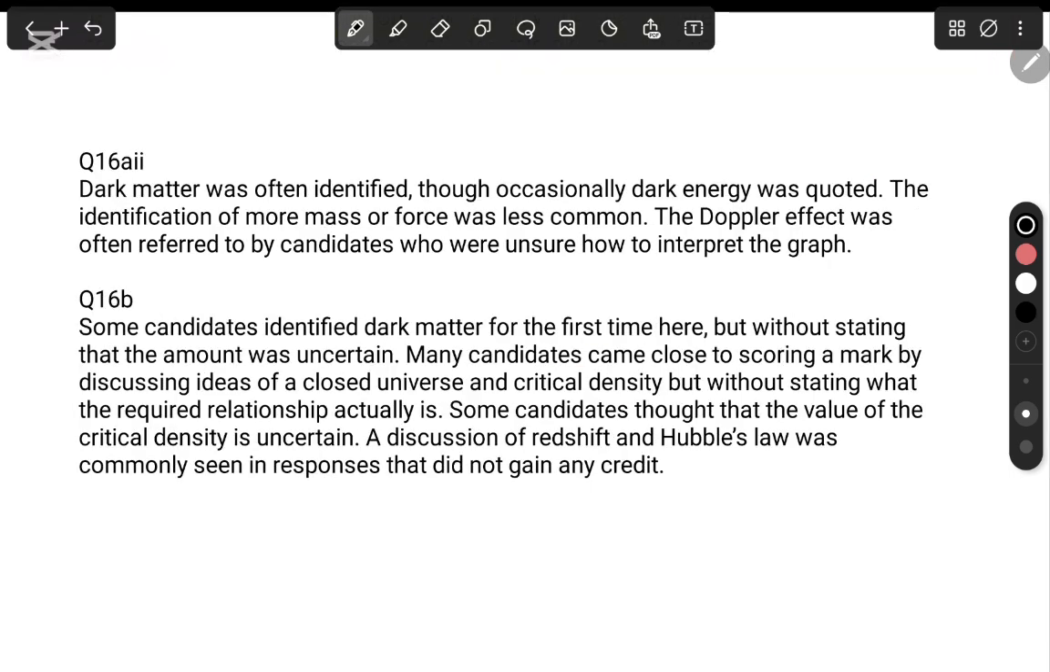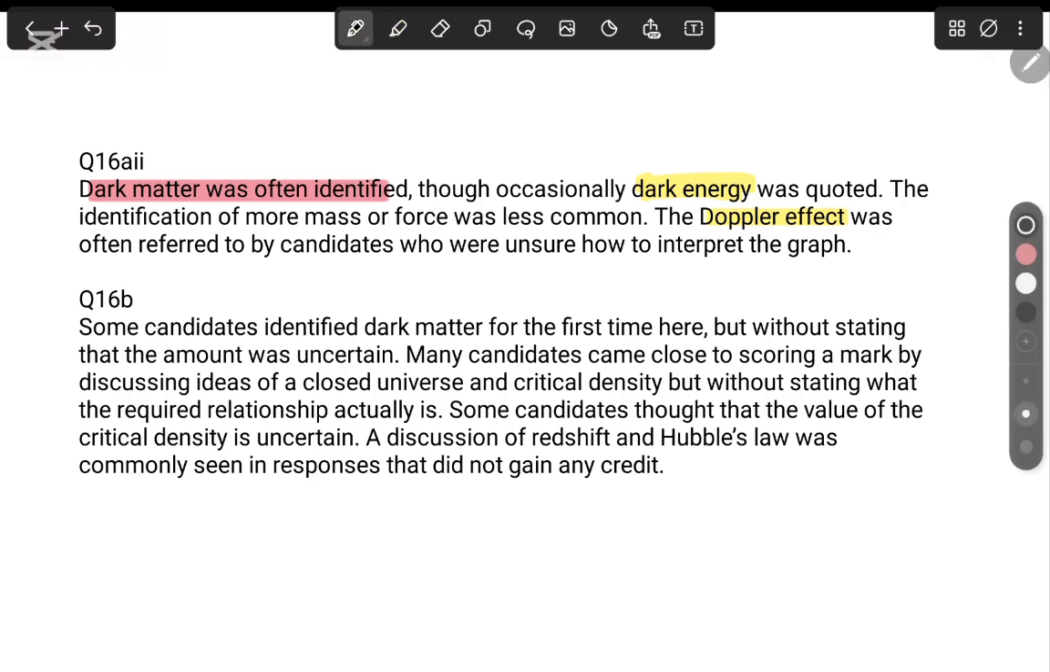Now here is the next question, and it says dark matter was often identified, and some students were trying to explain it in terms of dark energy, but that's a different concept. And some students even referred to the Doppler effect. Now these concepts are completely different. Remember when we're talking about mass, there's mass changes in the galaxies that we don't expect. It's because of dark matter. Okay, that's an important point as well.